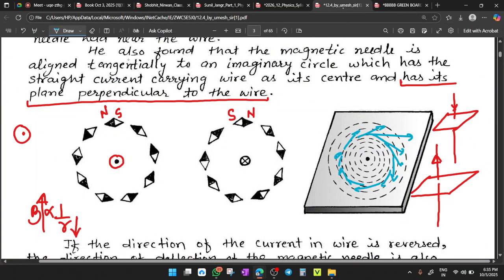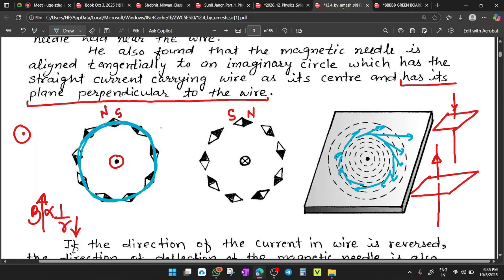So this thing was told here. He found that the magnetic needle is aligned tangentially to an imaginary circle. Yes, these magnetic needles are aligned and form a circle. What does it mean? It means that the round lines of forces, or you can say the unit north pole, move on a circle. And what is magnetic field? Magnetic field is the path upon which a unit north pole can move. So this is the trace upon which a unit north pole can move. So this is the magnetic lines of force.